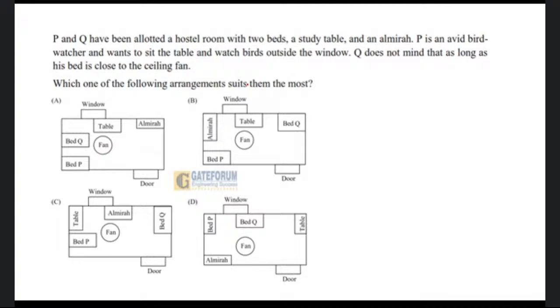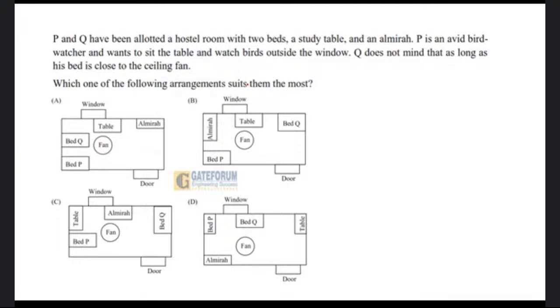The next one. P and Q have been allotted a hostel room with two beds, one study table, and an almirah. In all the four options, which are basically diagrams, you can see that room. You can see that there is a door and a window that is absolutely fixed in position. But then the two beds, the study table, which is mentioned as only table there, and the almirah, as you can see, are in different positions. There is also a fan. It's a ceiling fan, as is said in the third line.